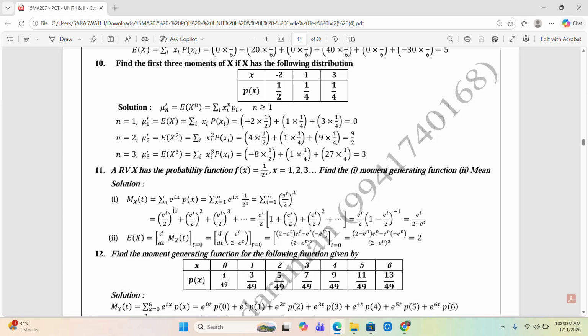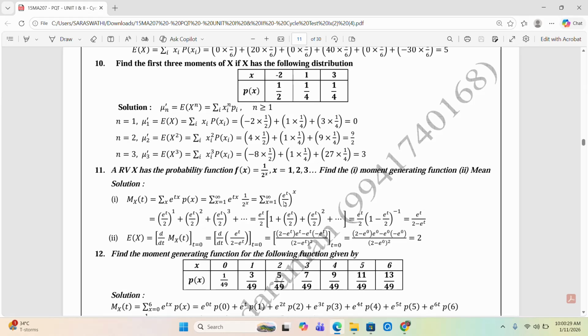This is equal to summation of x is equal to 1 to infinity. We have the formula e power tx into p of x. Instead of p of x or f of x, it is 1 by 2 power x. So simply we can write sigma x is equal to 1 to infinity. Here also power x is there, here also power x is there. So we can write e power t by 2 whole power x.